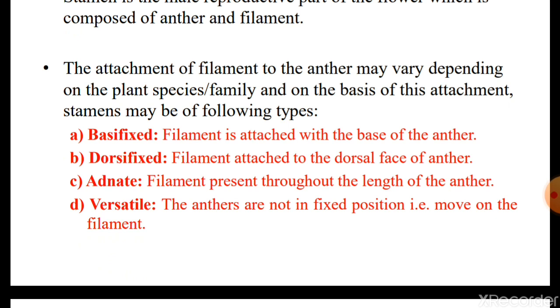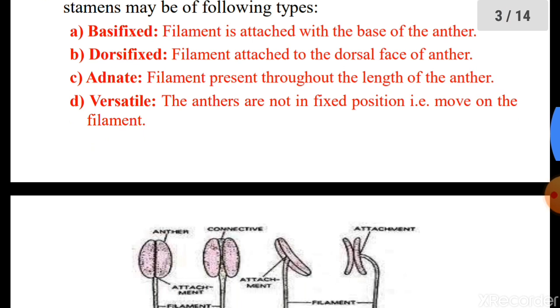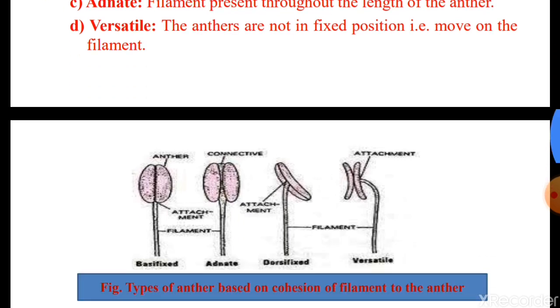Number one, basifixed, that is, the filament is attached to the base of the anther. Second one, dorsifixed. In dorsifixed stamen, the filament is attached to the dorsal face of the anther. Adnate, that is, the filament is present throughout the length of the anther. And fourth one, versatile, the anthers are not in a fixed position, that is, they move on the filament.